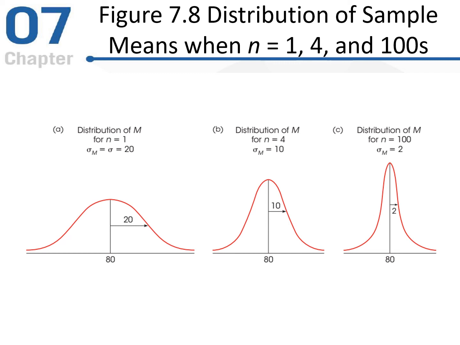In figure B, we have samples now of 4. Now that's not ideal, but it's a lot better than 1. And look what happens to the standard error. The standard error goes from 20 all the way down to 10 with only a sample of 4. Because it's sigma over square root of n, so it's 20 divided by the square root of 4, which is 20 divided by 2, which is 10. You've seen now that it's a lot better situation than in figure A.